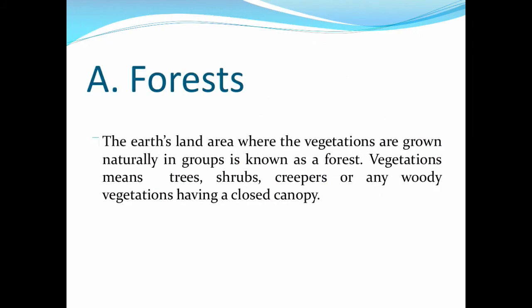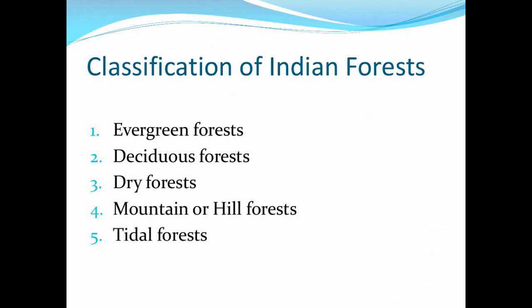Coming to forest, the land area where the vegetation is grown naturally in groups is known as a forest. Vegetation means trees, shrubs, creepers or any woody vegetation having a close canopy. So this is a forest. Classification of Indian forests: evergreen forest, deciduous forest, dry forest, mountain or hilly forest, tidal forest.